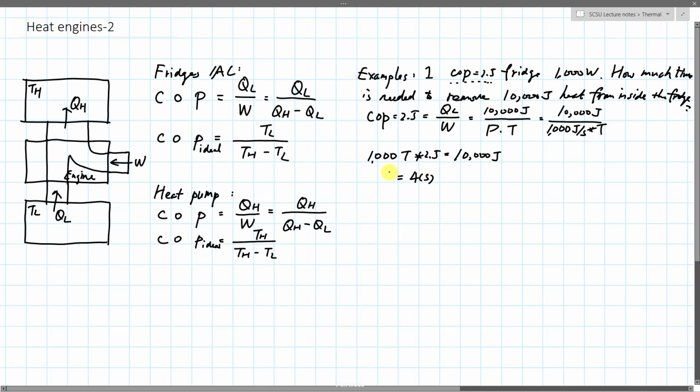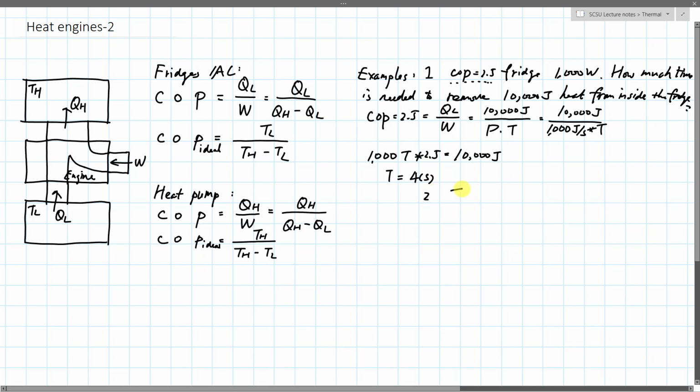So in order to remove this much heat, 10,000 joules, we need 4 seconds. Each second removes 2,500 joules of heat, because of the efficiency: if you do 1 joule of work, you remove 2.5 joules of heat. So that's the relationship. Okay, and in example 2, let's do the ideal situation.